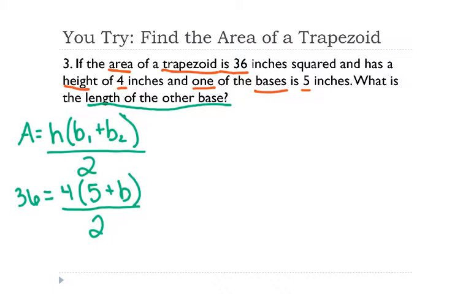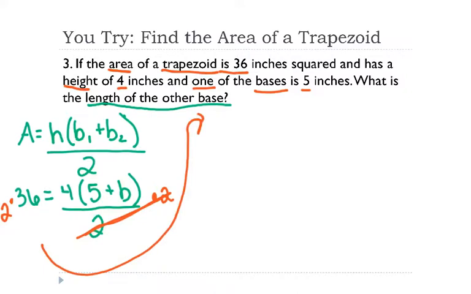So working on solving this now, you're just going to solve it as if you were solving a regular equation. So I'm going to get rid of this dividing by 2. Well, in order to get rid of dividing by 2, you have to multiply by 2 on both sides. These cancel out over here, so 2 times 36, and I'm going to carry it up here, is equal to 72. So 72 is equal to 4 times 5 plus b.